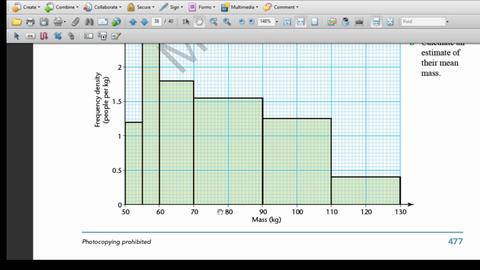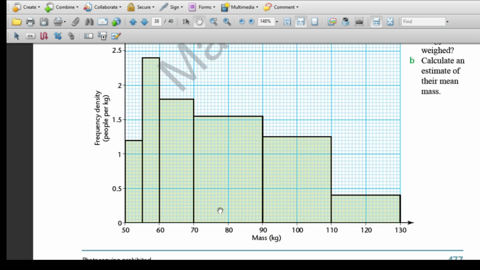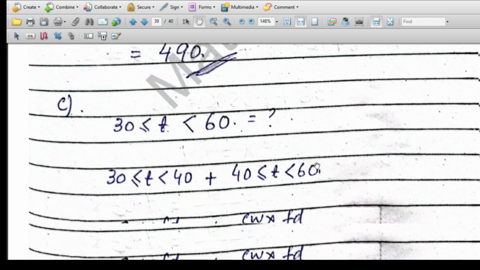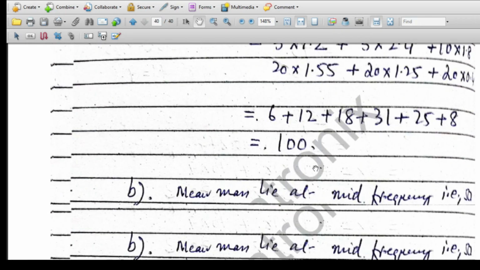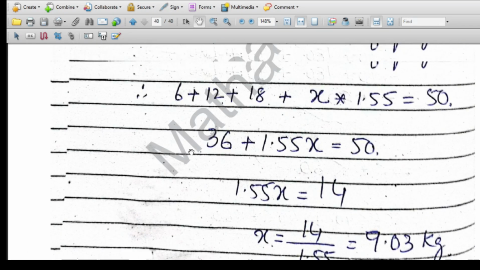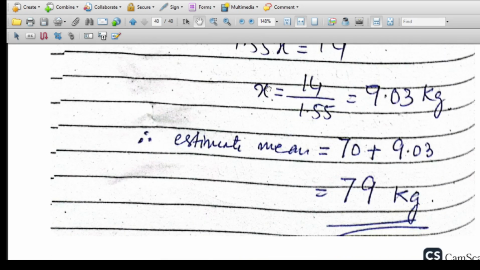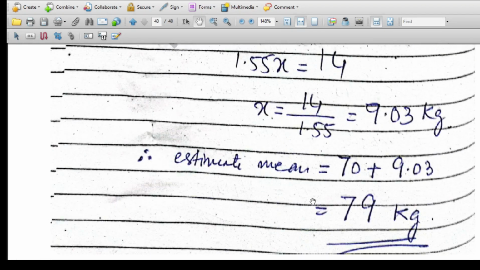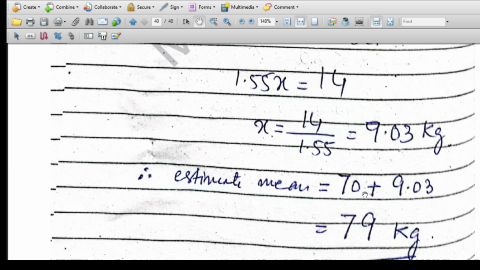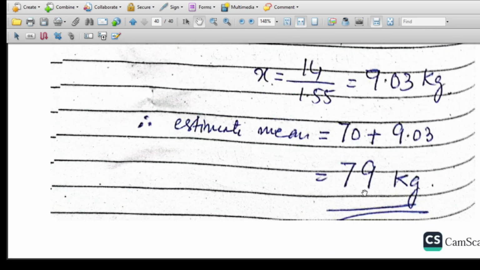If we look at the diagram, we can estimate that the area is half. If we take this 79 here, the area on the right and left should be equal. It looks like the same. So this is question number 5C, which is very, very interesting, where we calculate or estimate the mean mass. So that's all from the statistics.